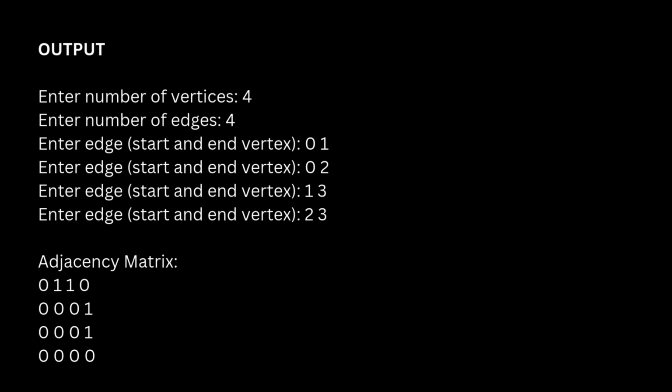This is the output of the program, where it requires user input also. First enter the number of vertices, here entering 4. Now enter the number of edges, entering 4. Enter edge start and end vertex: 0 and 1. Repeat this with 0, 2, 1, 3, 2, 3. Here is the adjacency matrix output.